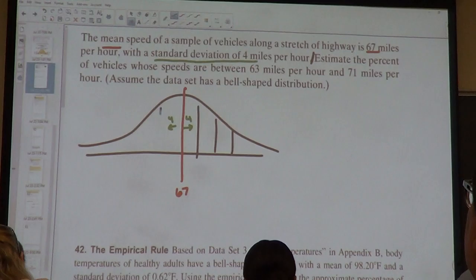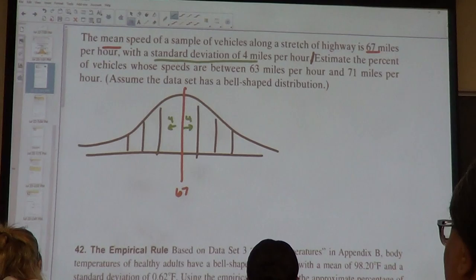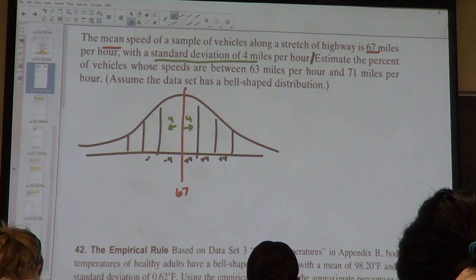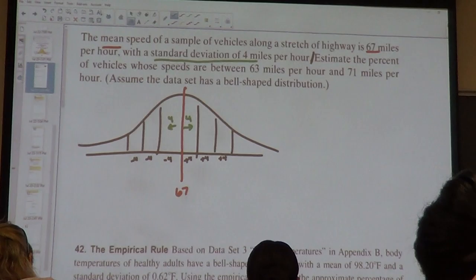So we are jumping in increments of 4. If we jump to the right, that means we're getting bigger, so we're going to add 4. If we're jumping to the left, we get smaller, so we're going to subtract 4. So when I jump to the right, 67 plus 4 gives me what?